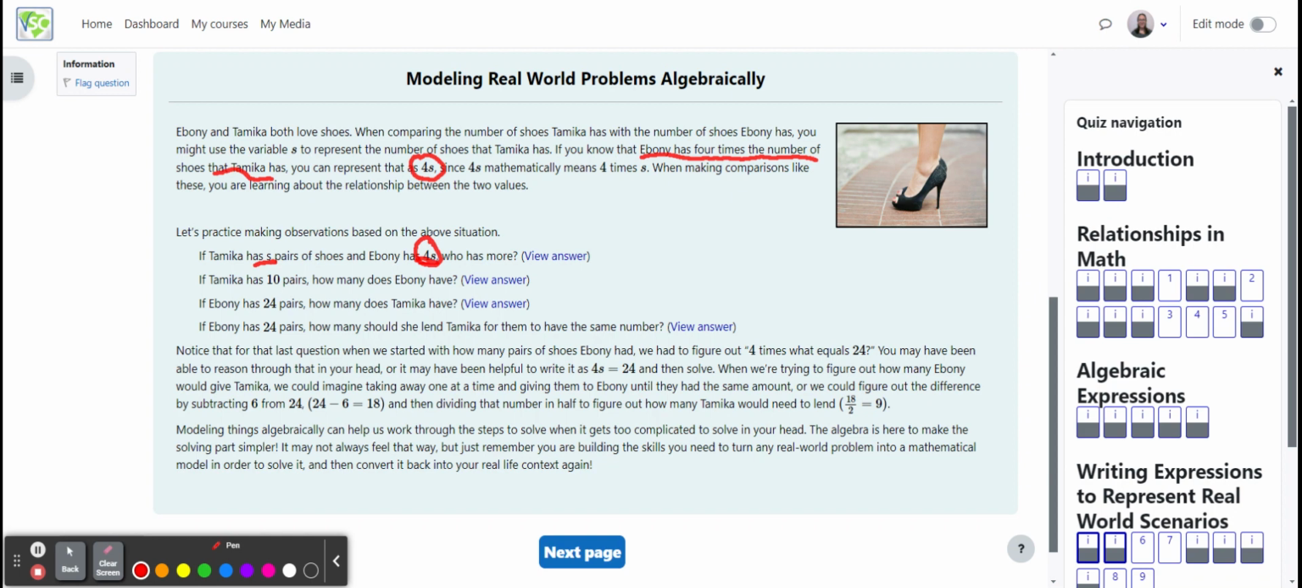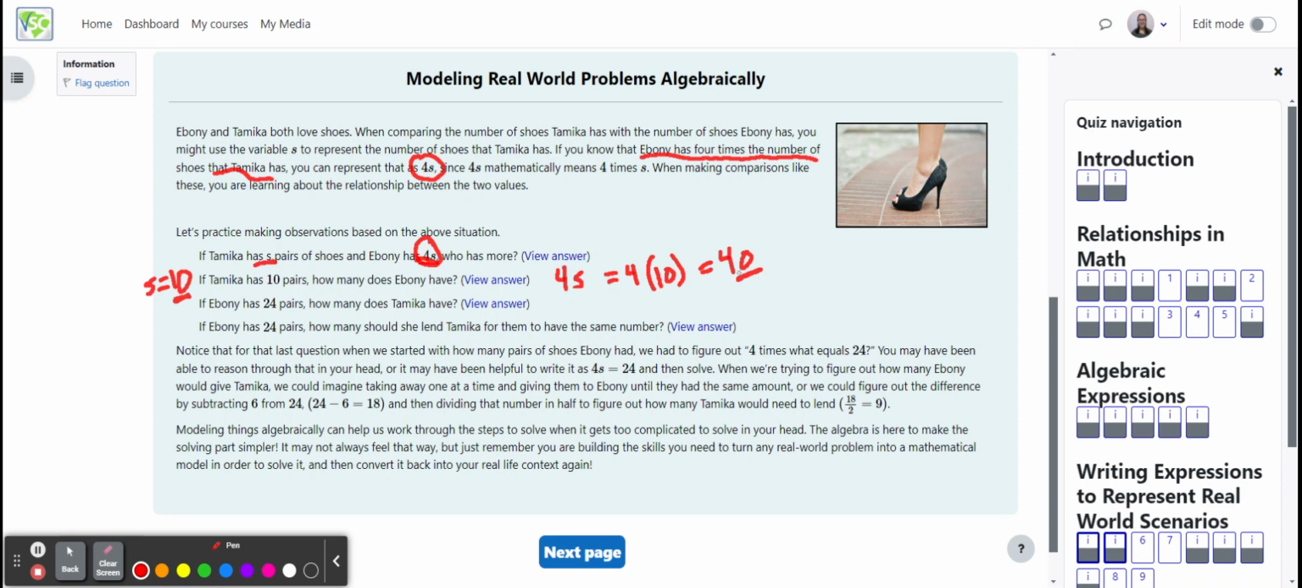So if Tamika has 10 pairs of shoes, how many does Ebony have? We know Ebony has 4 times as many as Tamika, so we would do 4S or 4 times 10, because I know that S has to be 10, because that's how many shoes Tamika has. So 4 times 10 would be 40. So if Tamika has 10 pairs of shoes, Ebony has 40, because Ebony has 4 times more.